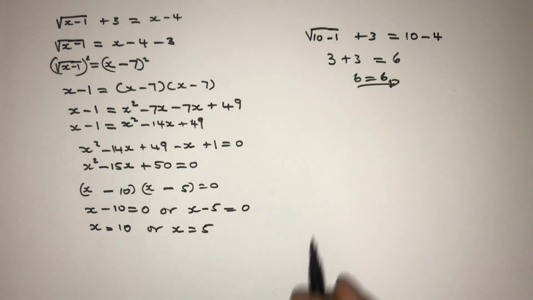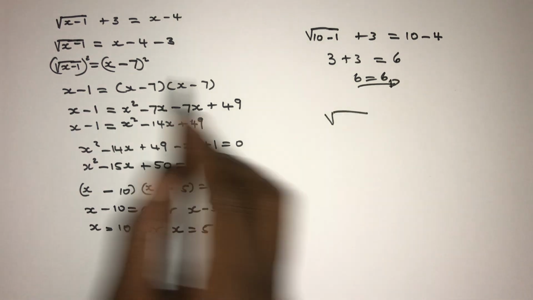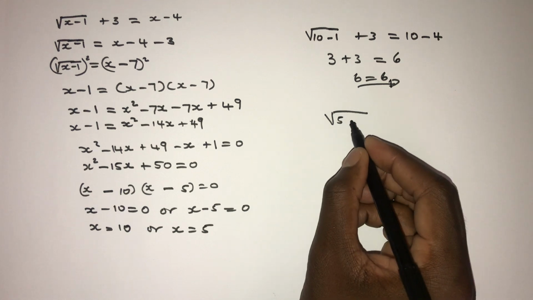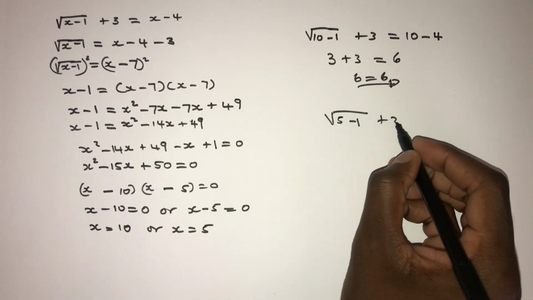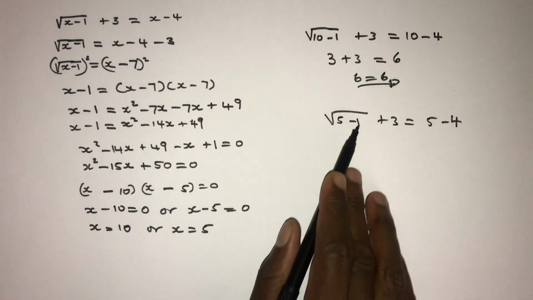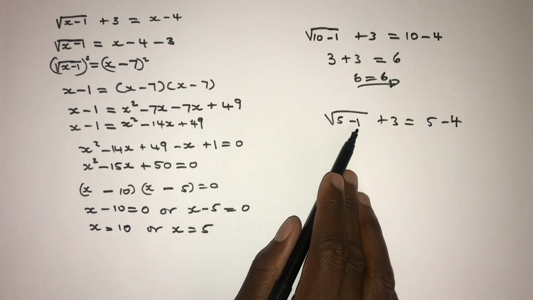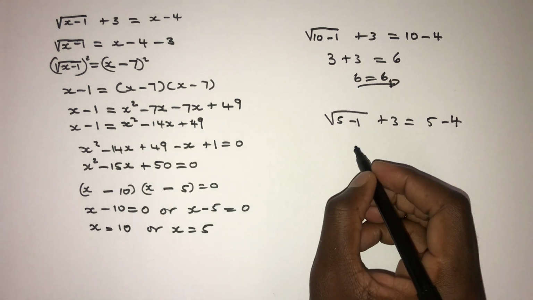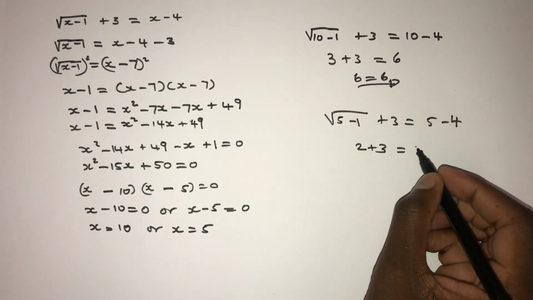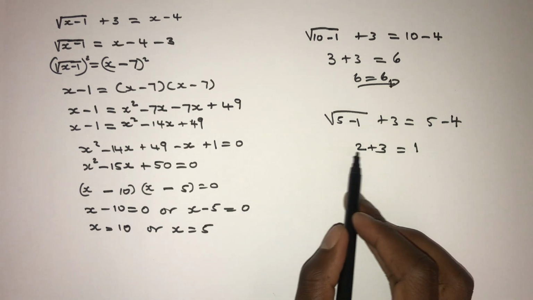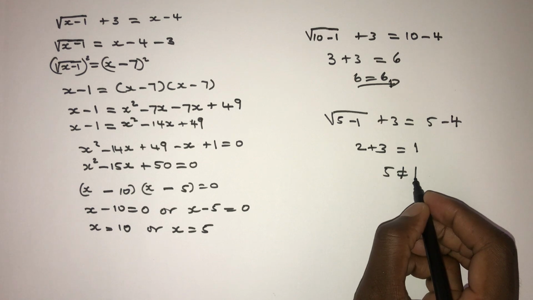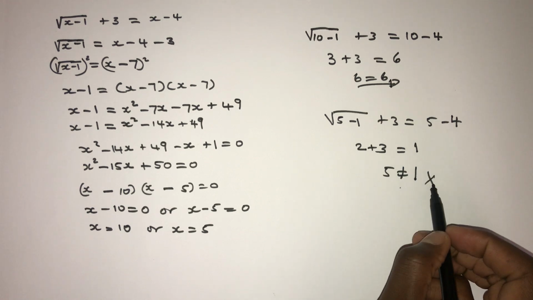Now let's check the other one. Root x now is 5, so we take 5 minus 1, then plus 3 is equal to x is 5 minus 4. So 5 minus 1 is 4, and the root of 4 is 2, then plus 3 is equal to 5 minus 4 is 1. And then this one, 2 plus 3, this is 5, and 5 is not equal to 1. So that means this one is wrong.